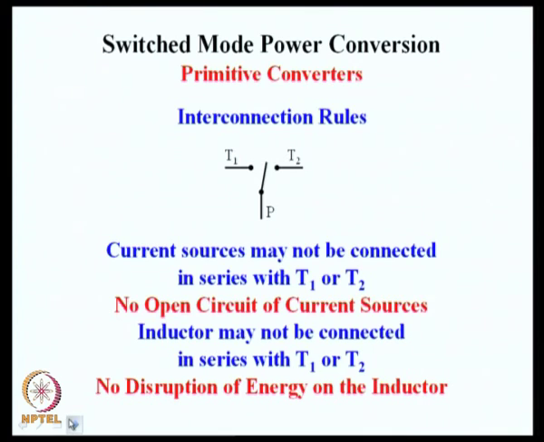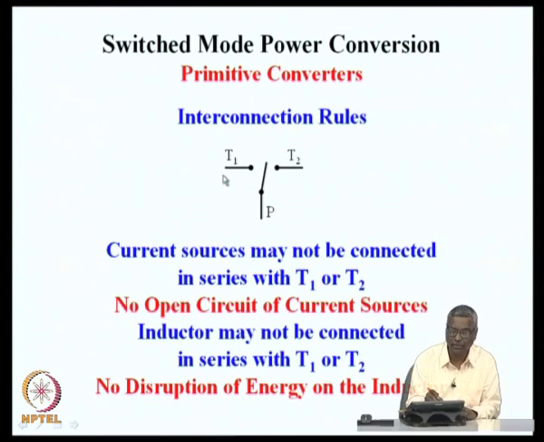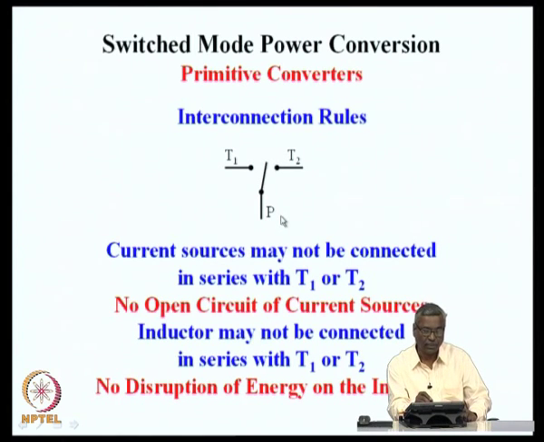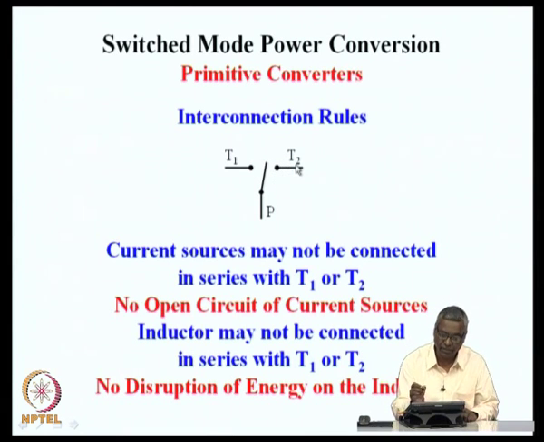The second one is a dual of this. Current sources may not be connected in series with T1 or T2. If we have an inductor in series with T1, when the switch is thrown from PT1 to PT2, the current in the inductor is interrupted, and that will give rise to the inductor energy being disrupted. So, we would say that current source may not be connected in series with T1 and or T2. And there is a similar condition that current sources may not be open circuited.